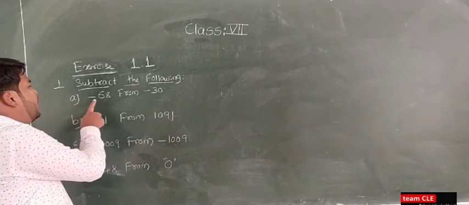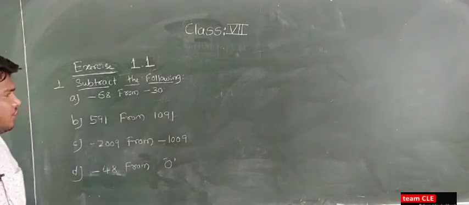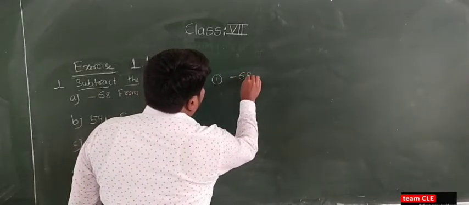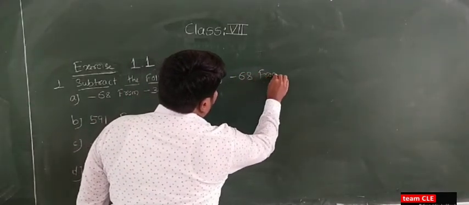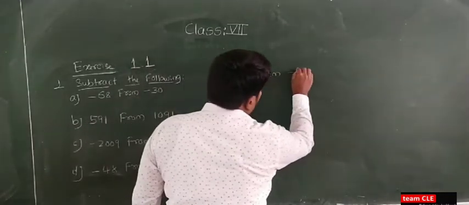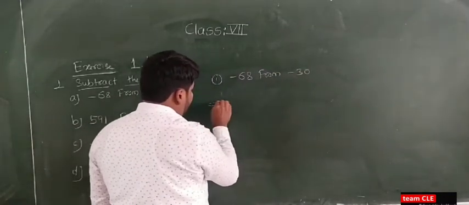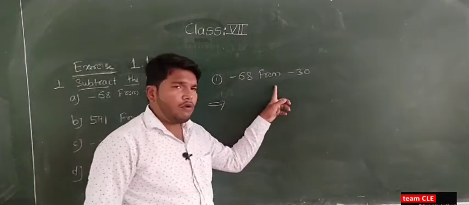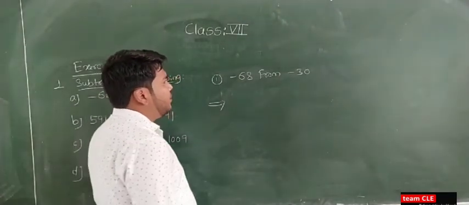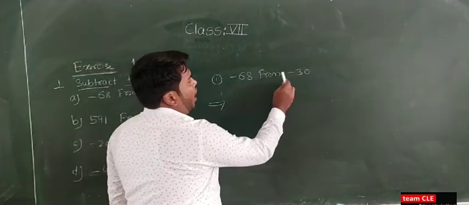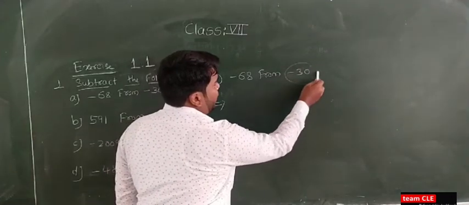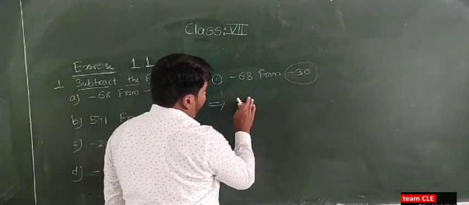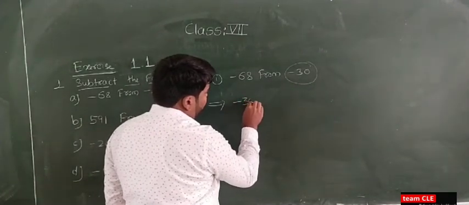The first one we have is minus 68 from minus 30. See here, all of you. First observe the question, minus 68 from minus 30. So what is the concept here? The number after "from" is the number you have to take first. So first write this number, minus 30.